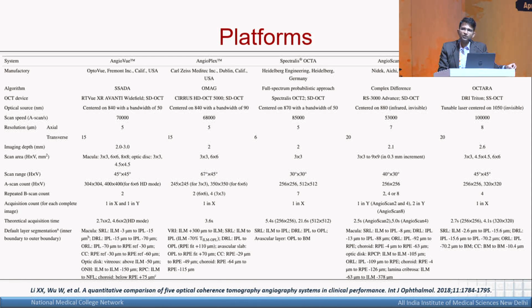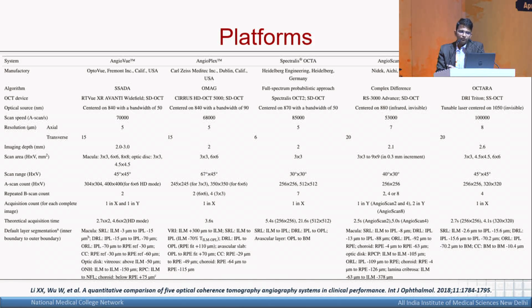Now there are different commercially available platforms which are there. I have no financial interest, but the common ones are mentioned over here: AngioView by Optoview, then Angioplex by Zeiss, Spectralis by Heidelberg, AngioScan by Nidec, and SSOCT Angio by Topcon. Now SSOCT is the last one. The Topcon is the swept source based, and the rest are the SDOCT based.